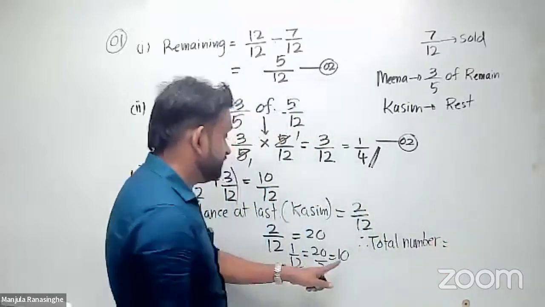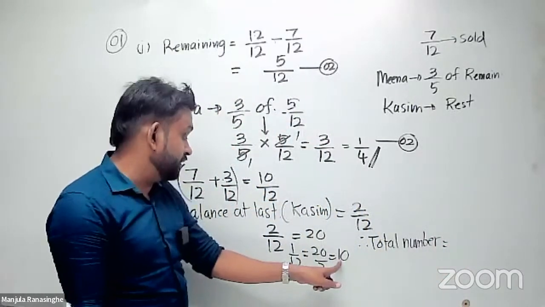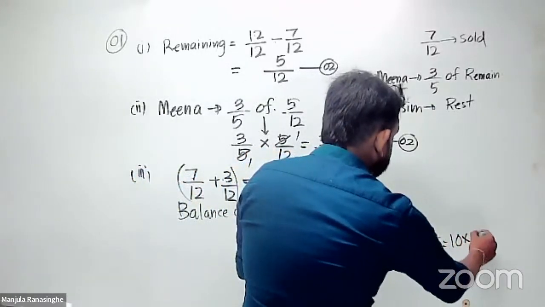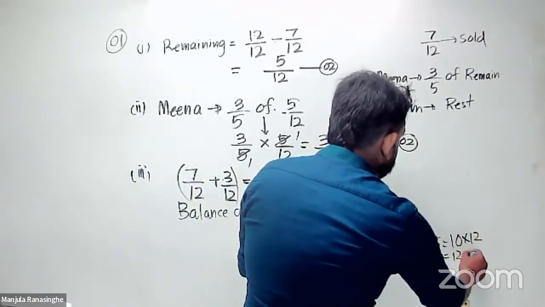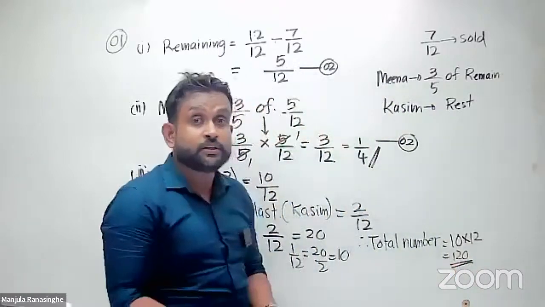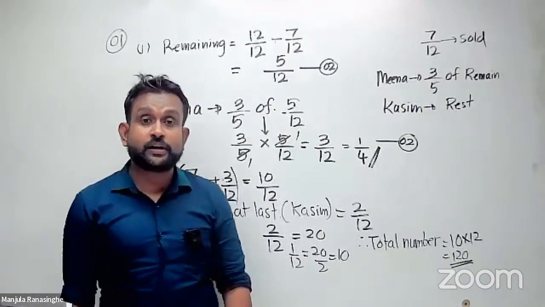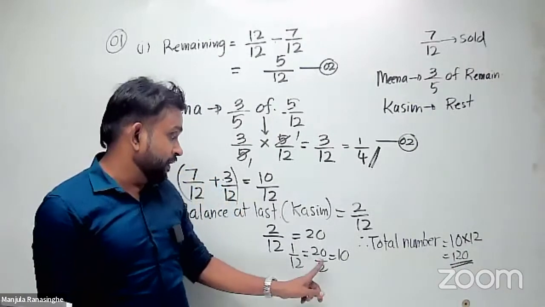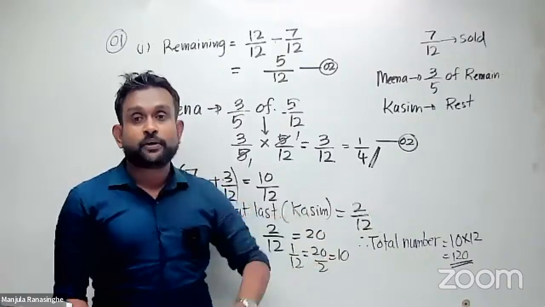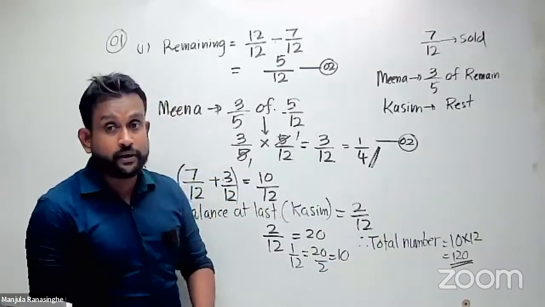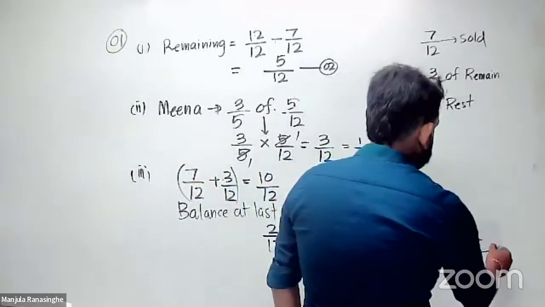Here one part is 10. Such 12 olives are there, right? So 10 multiplied by 12 gives you 120. That is the total number of olives picked up. One part is 10, then such 12 parts are there. So for that part you have 2 marks.